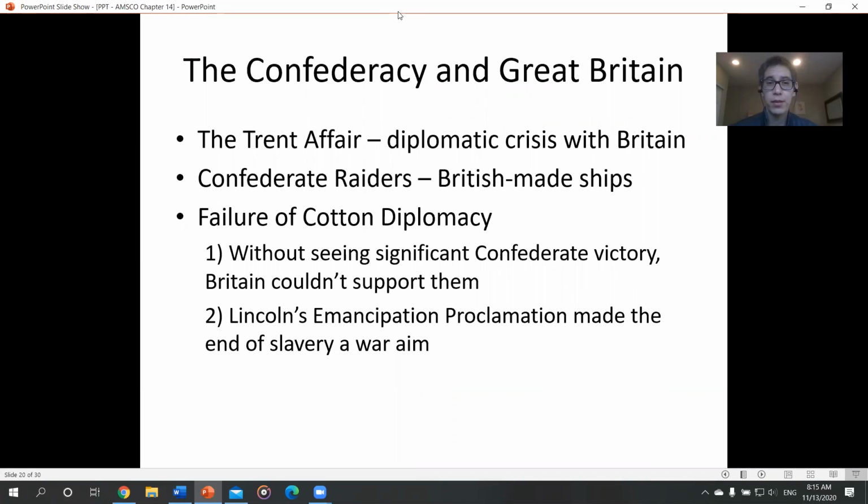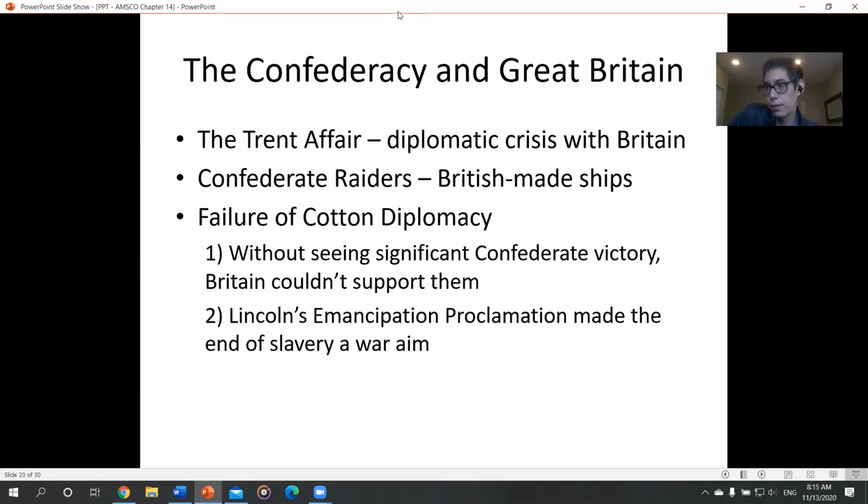Now, the South, we talked about this earlier. The South originally had some business dealings with Great Britain. The Trent Affair, that was that diplomatic crisis. The Confederate raiders, those were those British-made ships that the South got. But ultimately, England ends up backing off. England ends up backing off of giving the South support because they realized the South wasn't going to win.